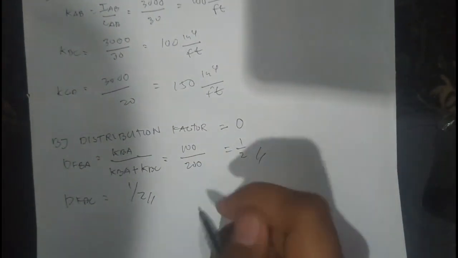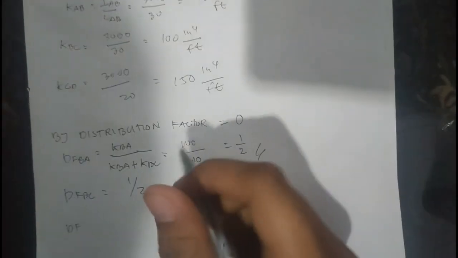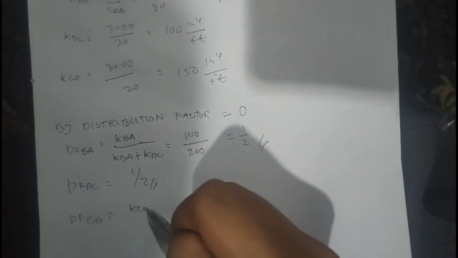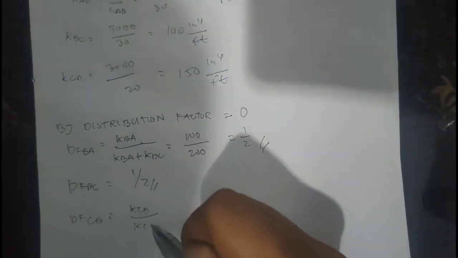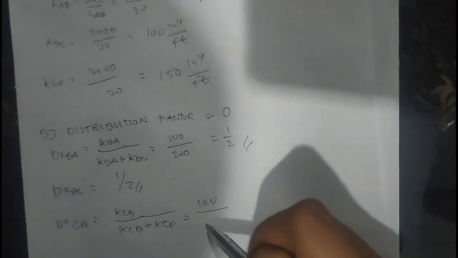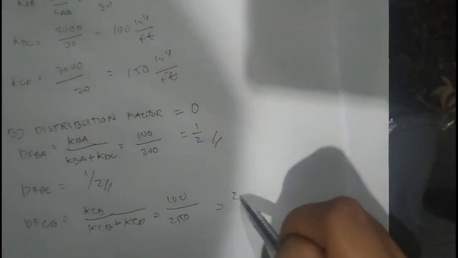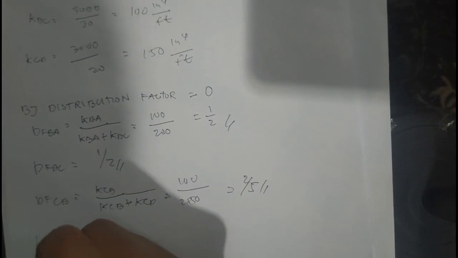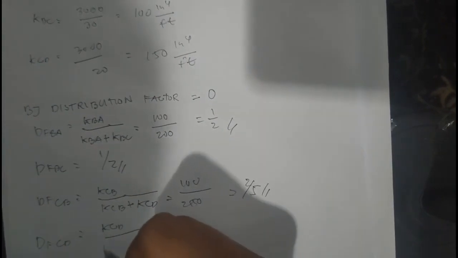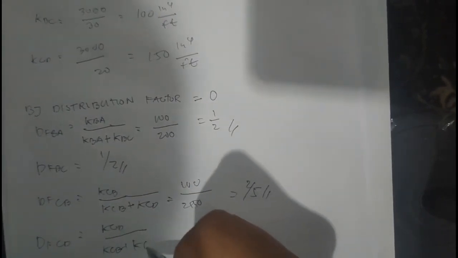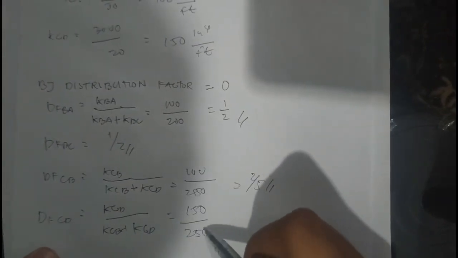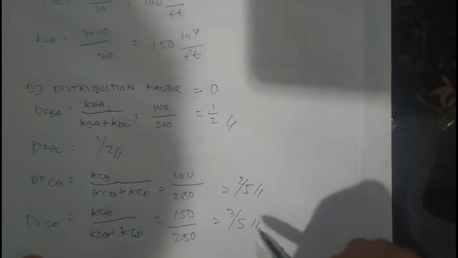Now we go to joint C. DF_CB equals K_CB over K_CB plus K_CD equals 100 over 250 equals 2 over 5. And DF_CD equals K_CD over K_CB plus K_CD. K_CD is 150 over 250, so the answer is 3 over 5.